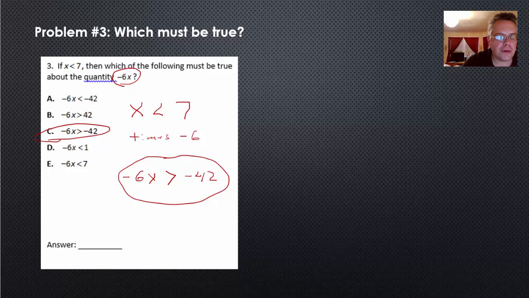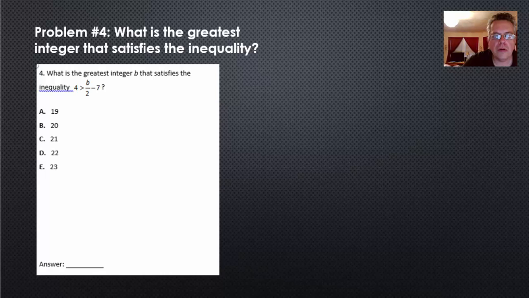All right, we're ready for our last question here. It says, what is the greatest integer b that satisfies this inequality? All right, so again, we could put numbers in and see which is the biggest number that works. Or we can solve it. So I'm going to go ahead and solve it. So 4 is greater than b over 2 minus 7. So we're going to add 7 to both sides.